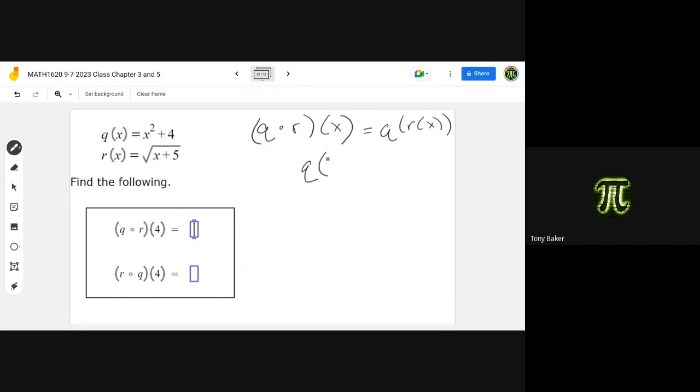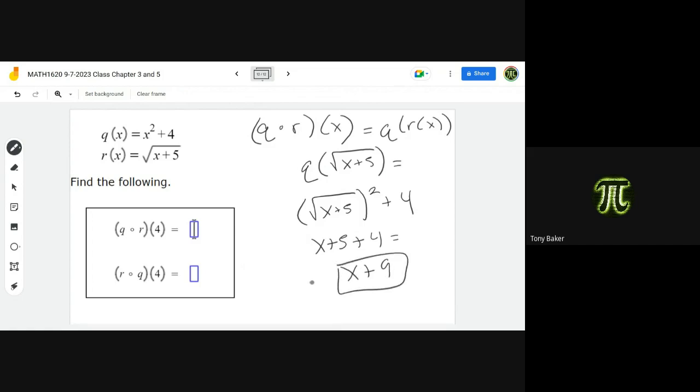What's R of X? It's the square root of X plus 5. Right? So now I'm going to take that and plug that into the Q. So now I have the square root of X plus 5, squared, plus 4. Square root and square do what? Cancel each other out. So that's X plus 5 plus 4, which equals X plus 9. So that would be what Q composed of R of X is.